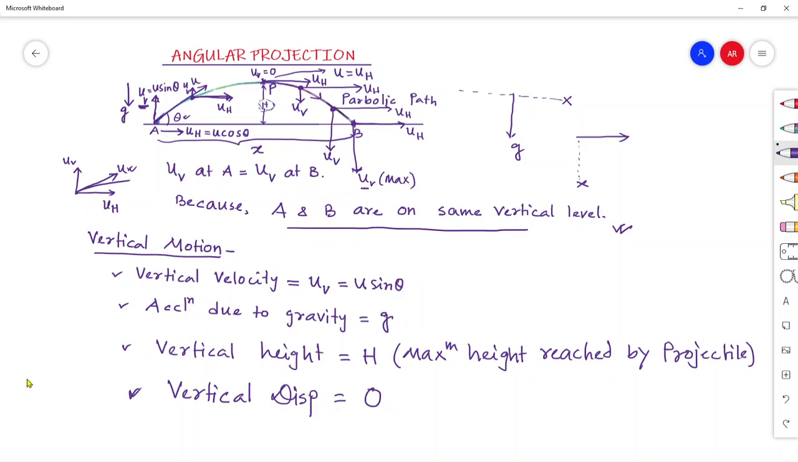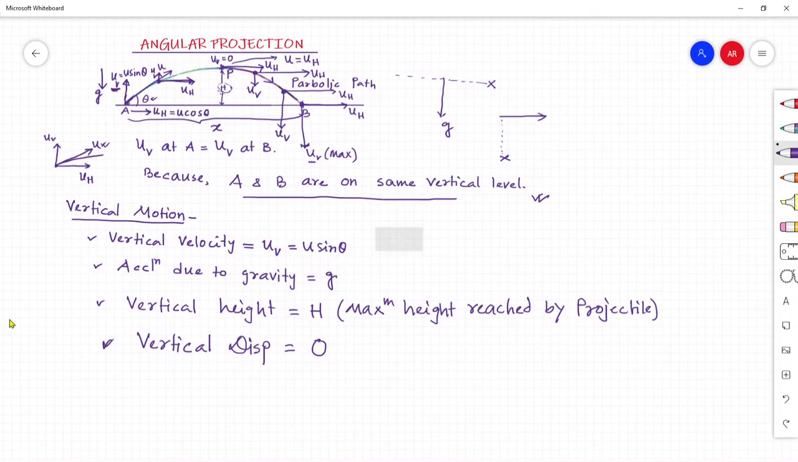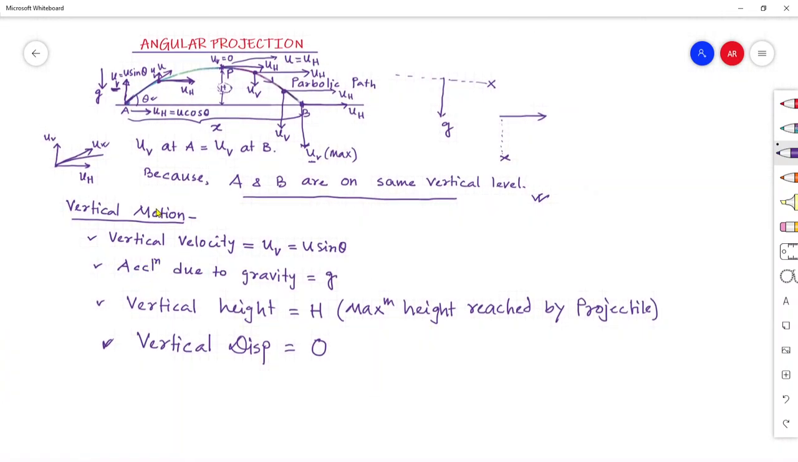This is why you can consider the vertical displacement to be 0. So these are the parameters that are acting completely in the vertical direction. We have to consider them only when we are considering the vertical motion. In the horizontal motion, we cannot consider any of these things we have mentioned here. But there is one more thing which is common for horizontal and vertical, which is time.